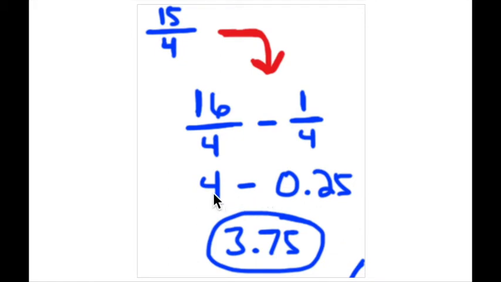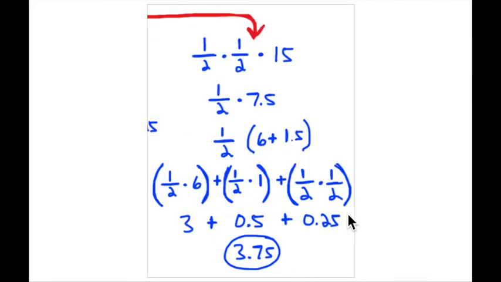So this is like having $4 and subtracting 1/4 from that $4. You're going to get $3.75, or 3 75 hundredths, or 3 3/4. They are all the same. So just different ways to do the same problem.